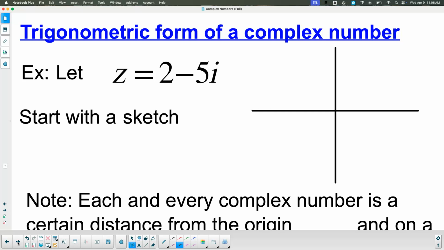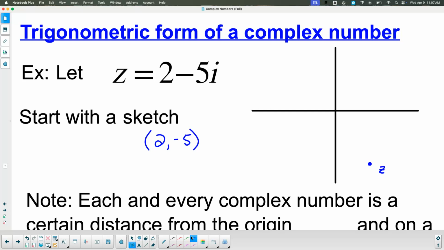The trigonometric form of a complex number. So now we're going to make z be 2 minus 5i. So let's first start with a sketch. The sketch is going to be, we are going to graph the point 2 comma negative 5 on the complex plane. Okay? So if I'm graphing the point 2 comma negative 5 on the complex plane, that puts me down here with z. Do we agree with that?